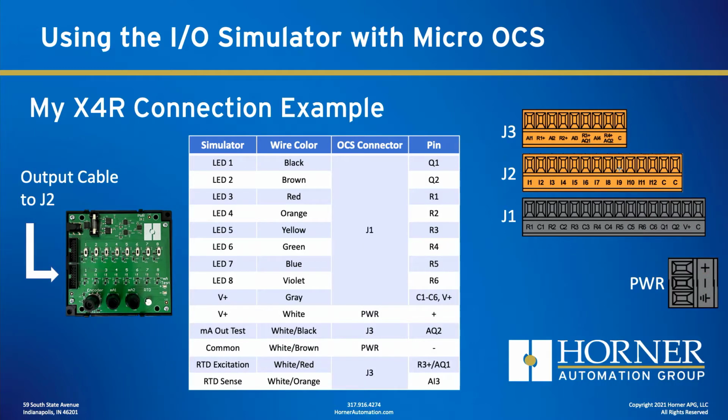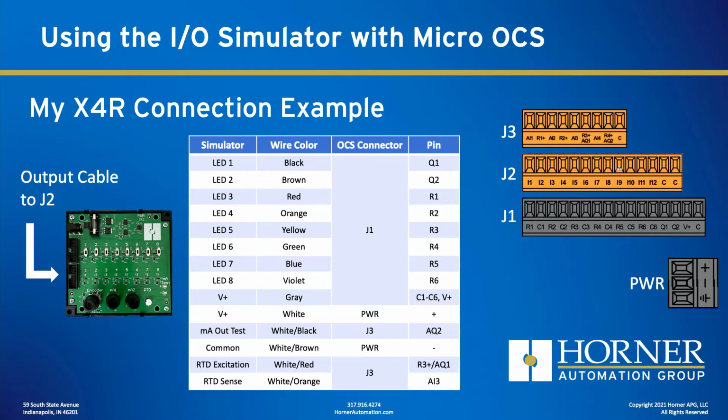All right, now let's talk outputs. Outputs are primarily connected on the OCS side to the black J1 connector. And then the other end of that output cable is going to connect to J2 on the I/O simulator. You can see my pinout there. It takes advantage of all 8 LEDs that simulate output signals. It also takes advantage of the set of test leads for testing your 4 to 20 milliamp output from the OCS with a multimeter. It also takes advantage of the built-in potentiometer for simulating an RTD PT100 temperature sensor.